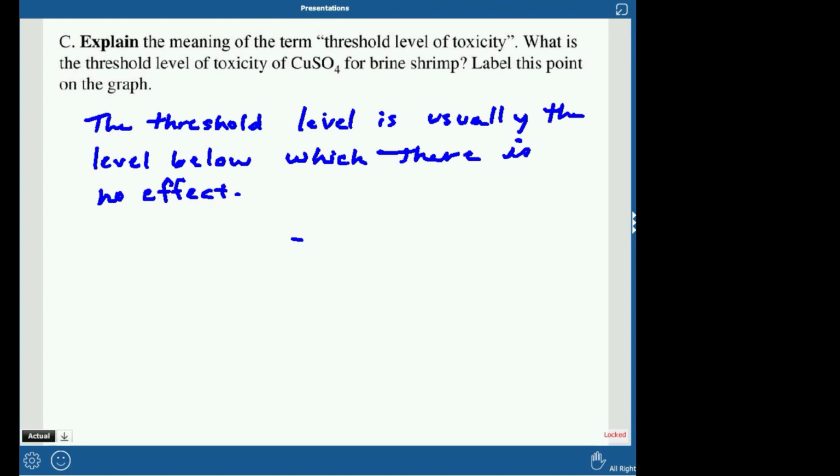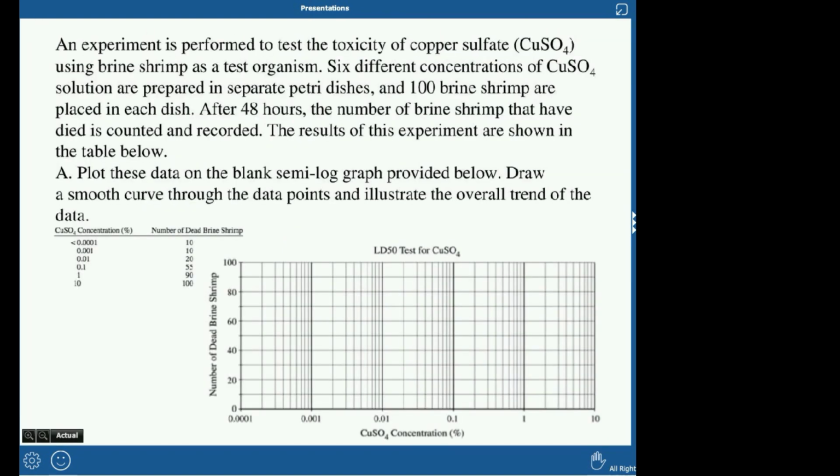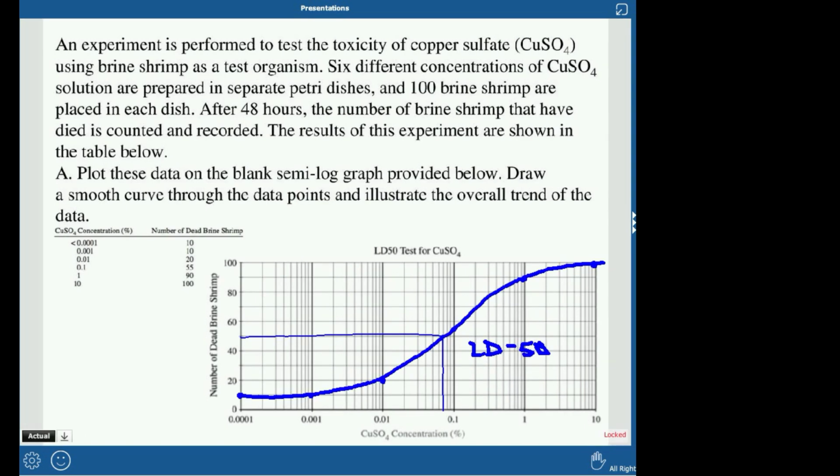Then it says label this point on the graph. So we need to go back to our graph and look for our threshold level. Now you can see some shrimp died at all the concentrations, right? So the threshold level, because of that, we're going to put right here.